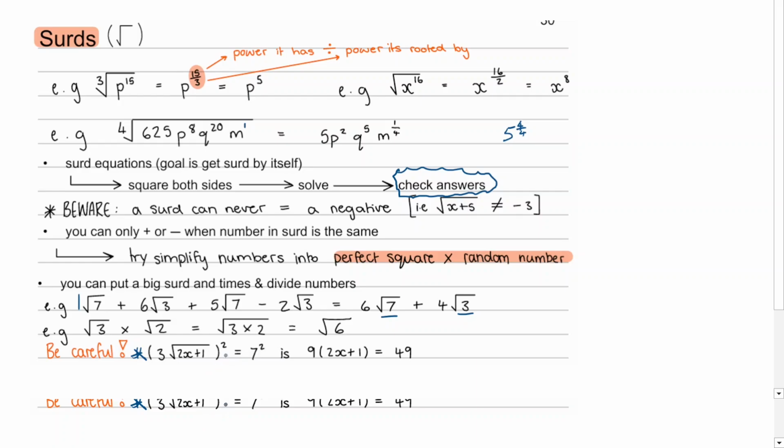This video is just an introduction to surds and some of the concepts. We will look at a lot of these in more detail by looking at specific examples.